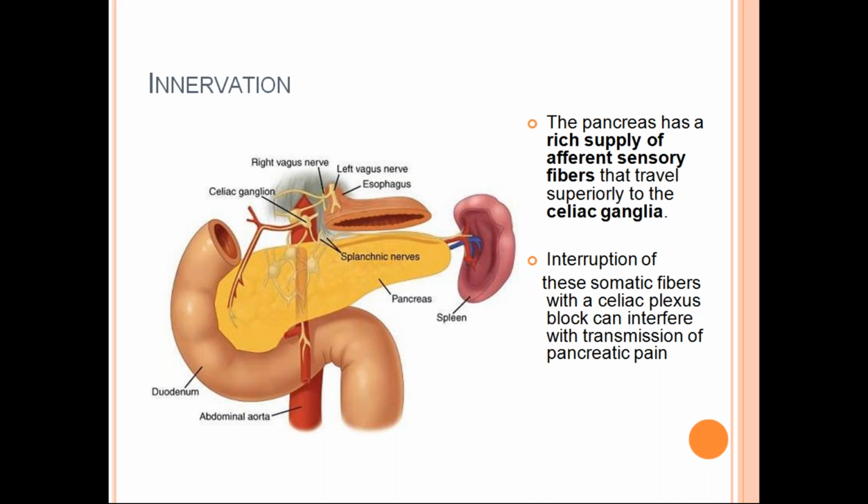Coming to innervation. Innervation is also very important because in case of chronic pain in the pancreas, celiac block is the remedy. Okay. So the pancreas has a rich supply of efferent sensory fibers that travel superiorly to the celiac ganglion. If you can see here, this is the celiac ganglion. So interruption of these somatic fibers with a celiac plexus block can interfere with transmission of pancreatic pain. Even in cases of malignancies or chronic pancreatitis where the pain is intolerable, you can go with the celiac plexus block.